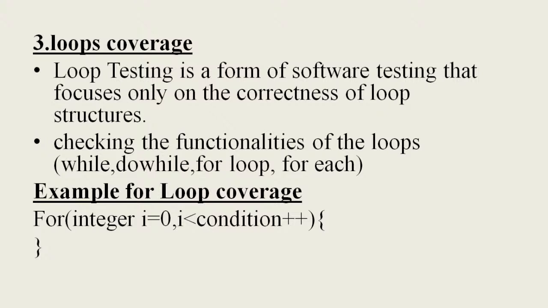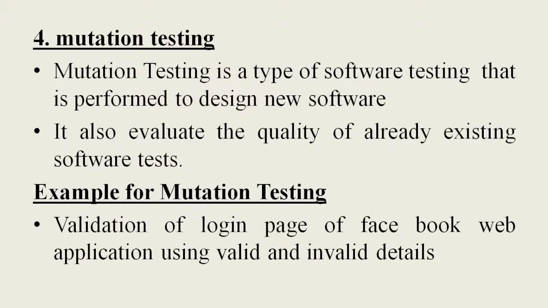In order to test the functionalities of loops, we can go for the testing named loop coverage testing, which is involved under the stage of unit testing. An example for loop coverage is the for loop. How does the for loop function? Once we enter the entry number and the exit number, we get the output either in increment order or decrement order. All these possible functions are tested in loop coverage testing.